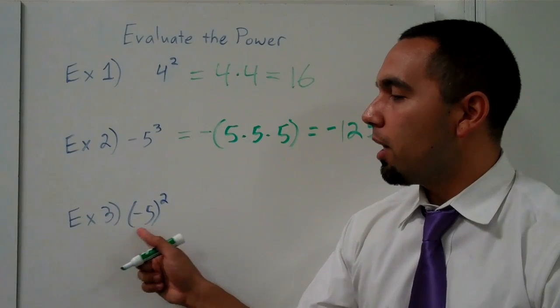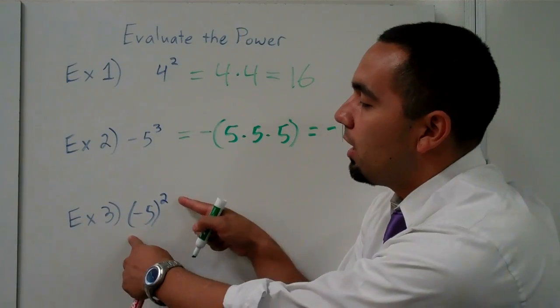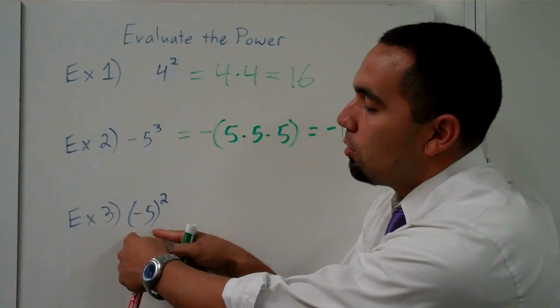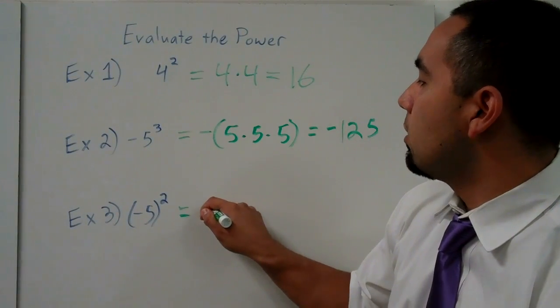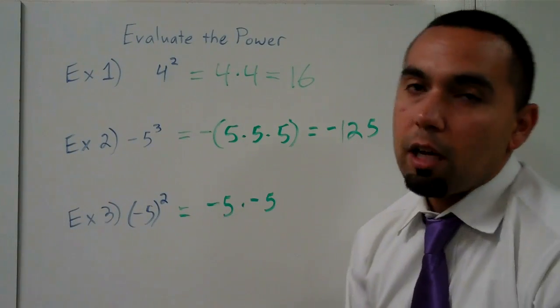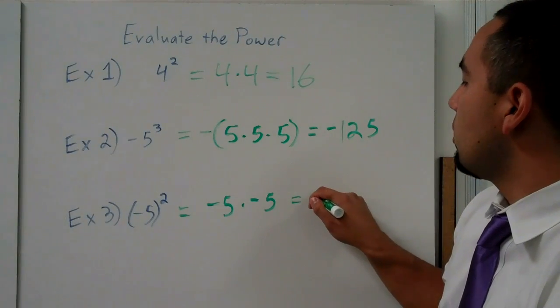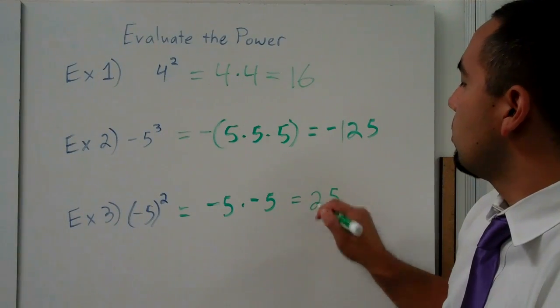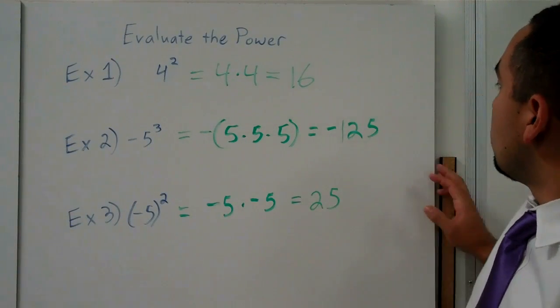So example 3, now we have parentheses. And the parentheses are telling us that now the exponent is to this number with the negative. So here's where we get negative 5 times negative 5, and in this case, we're going to get a positive. So we get positive 25. Okay, so moving on.